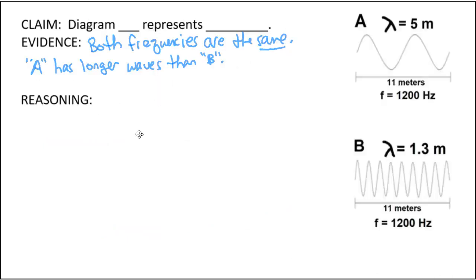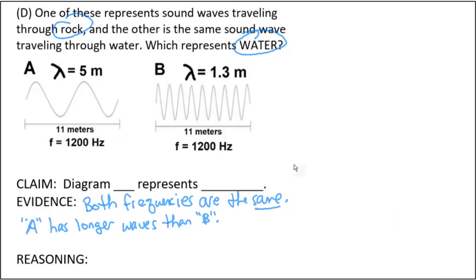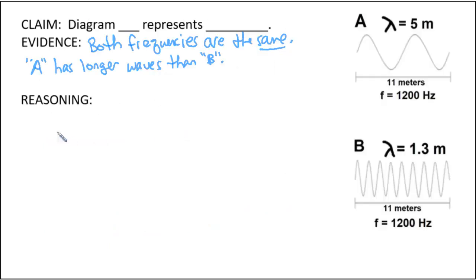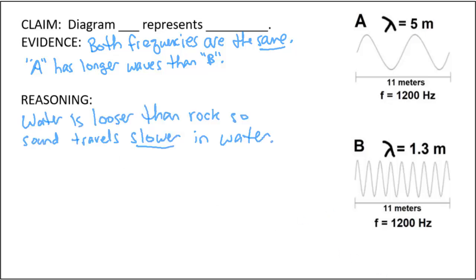Now we go to the reasoning, but this time we're talking about water versus rock. How does the speed of waves in water compare to the speed in rock? It has something to do with the stiffness. Well, water is looser than rock. You can move your hands pretty easily through water compared to rock. So since it's looser, energy will travel slower in the water. That's our speed.